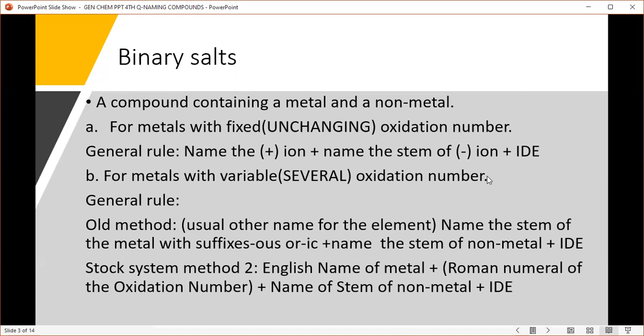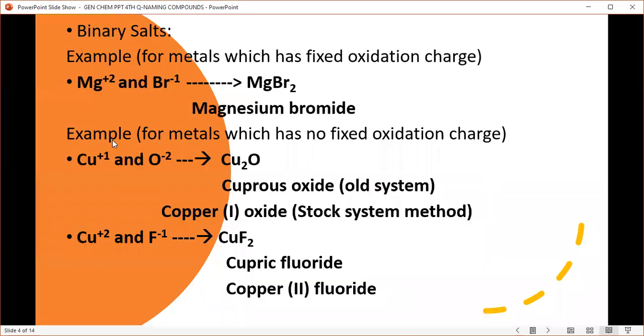Okay, so let's take, for example, copper, +1. So this is copper. And oxygen -2. So when you use the crisscross method, it will be Cu2O. Okay, so our copper has oxidation numbers +1 and +2. So 1 is really lower than 2. That's the reason why we will make use of the suffix OUS.